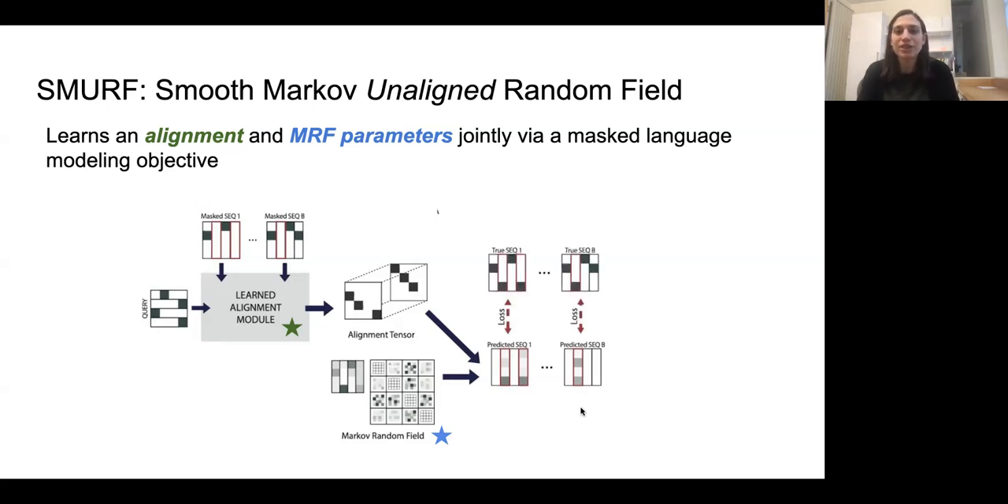And then our loss function is just how accurate were our predictions in this masked language modeling task. And so our backpropagation is going to both update the parameters of the Markov random field as well as the convolutions in our learned alignment module that produce the match scores that give us the alignment.